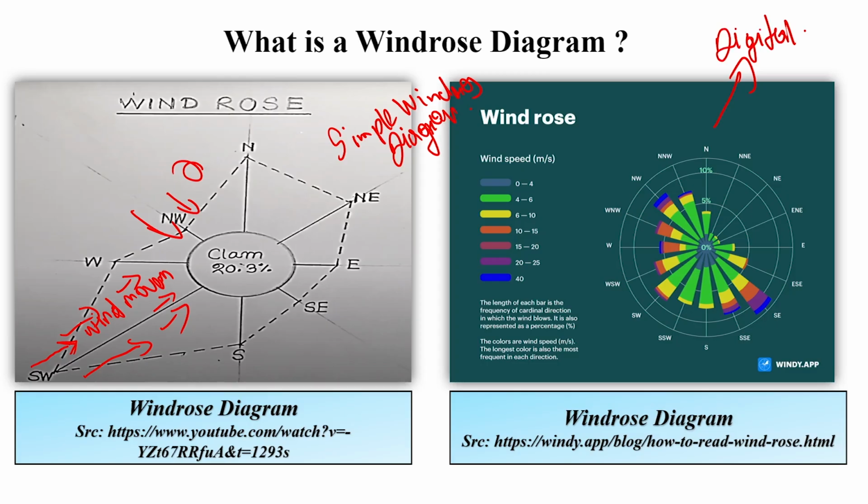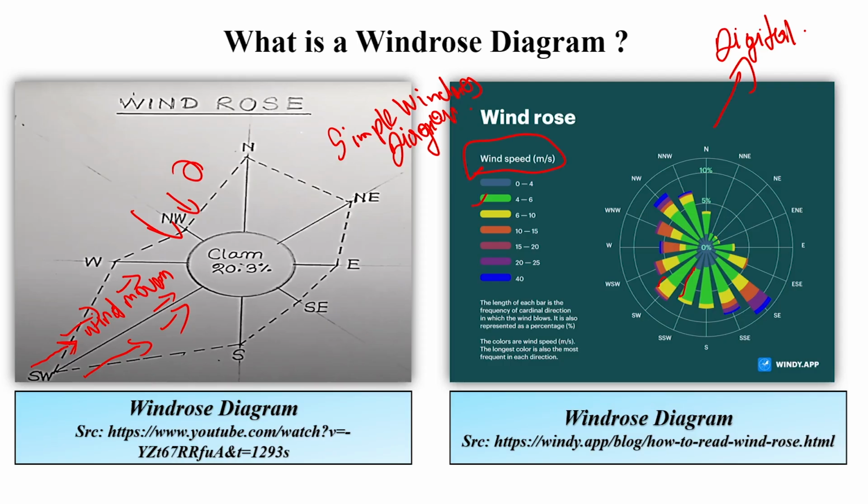So, you see here there are beautiful colors to represent the wind speed, like I said. You have wind speed here and every color shows at what speed the wind has blown, so for this much of duration the speed is this much, for this duration the speed is this much. So, the direction and the duration is bifurcated based on the speed also. So, which speed is higher, which speed is lower, that information also you are able to understand from the Windrose diagram. This is a very basic example and a very basic drawing that I am showing you to understand what a Windrose diagram is.